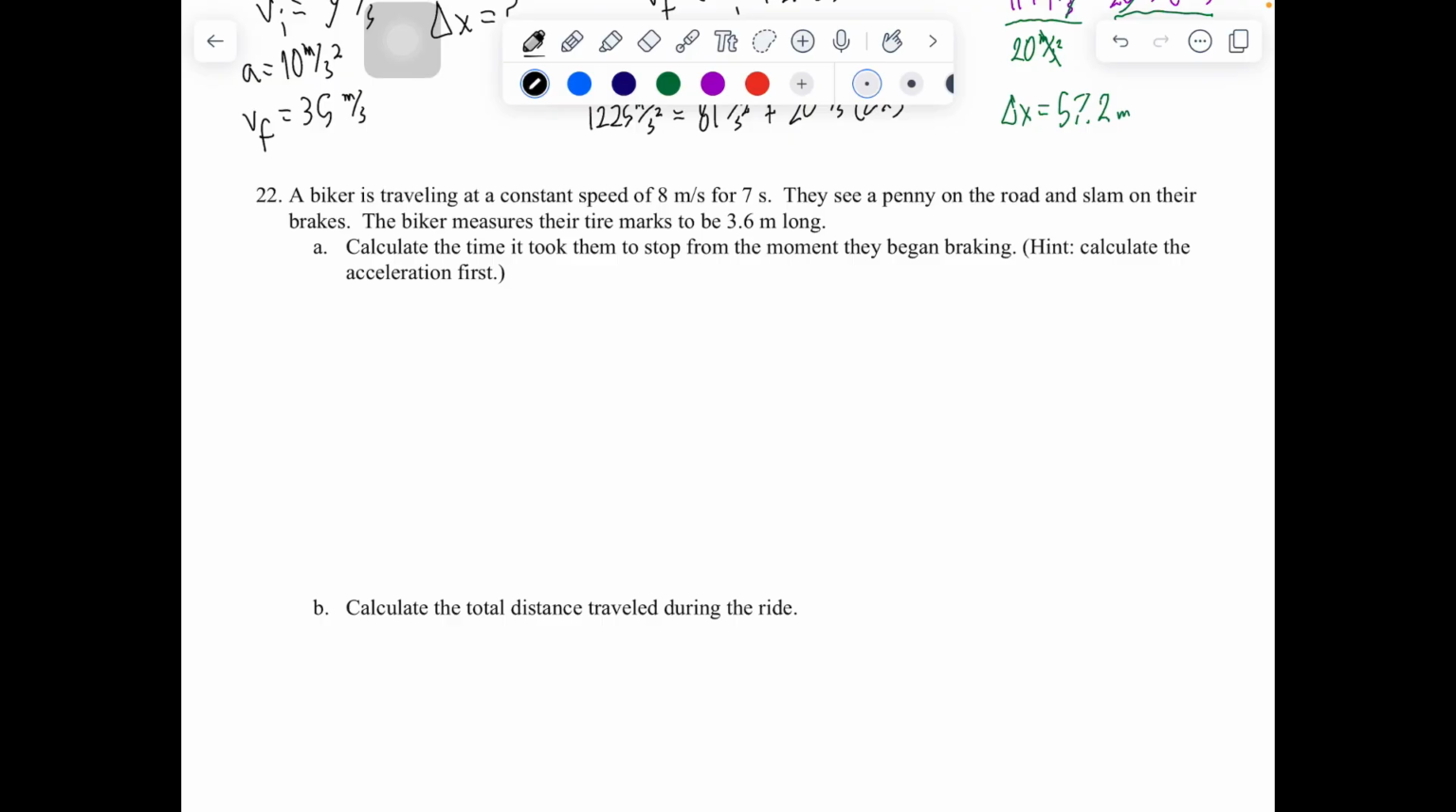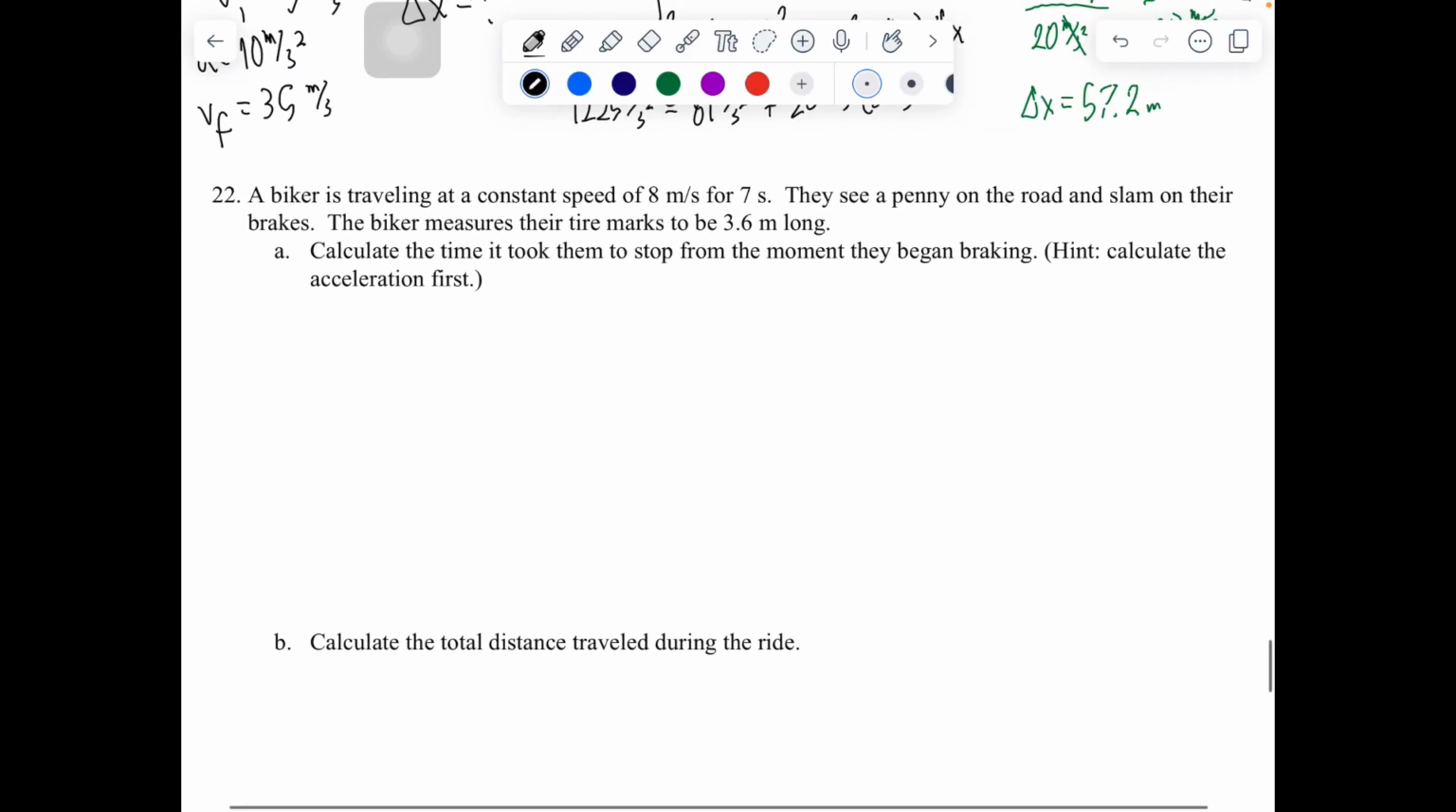Okay, well, we get a little hint. We have to calculate the acceleration first. Let's see how we arrive at this conclusion without our hint. We know the distance they travel while they're braking. It's 3.6 meters. We know their initial velocity going into the brake is 8 meters a second. We know since they're braking to a stop, their final velocity is going to be 0.